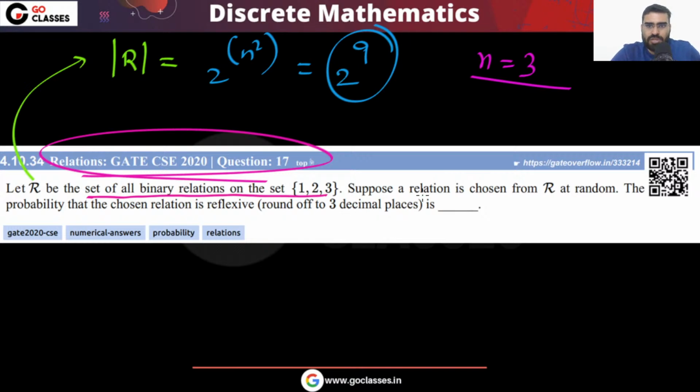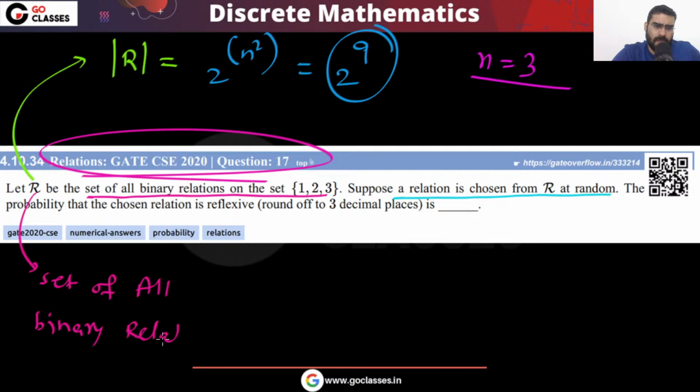Okay. Suppose a relation is chosen from R at random. We are randomly choosing one relation from R. Remember, this R is not a relation. This is the set of all binary relations. So how many binary relations are there? That is 2 power 9, or I can say 2 power n square. Now you are choosing one relation from this R at random.